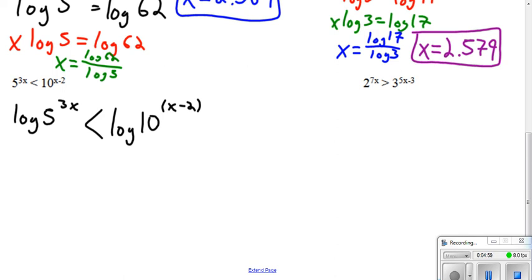Now our properties allow us to bring those out to the front. So 3 times x times the log of 5 is less than x minus 2 times log of 10.